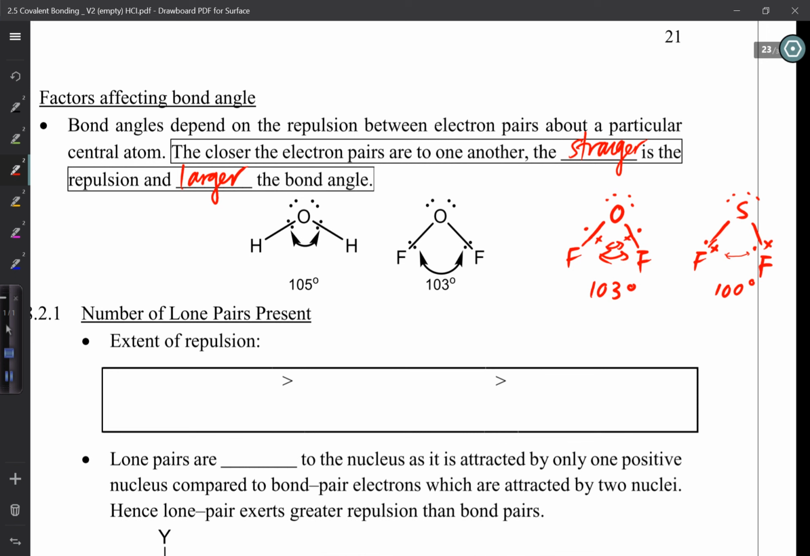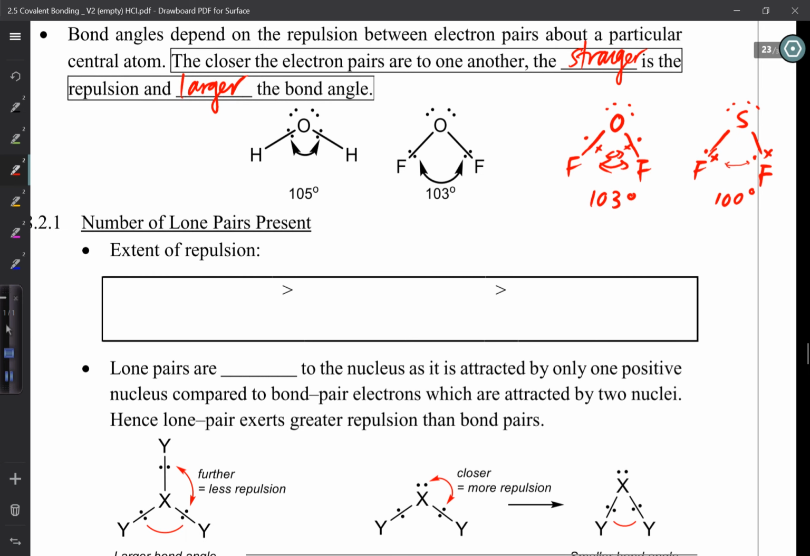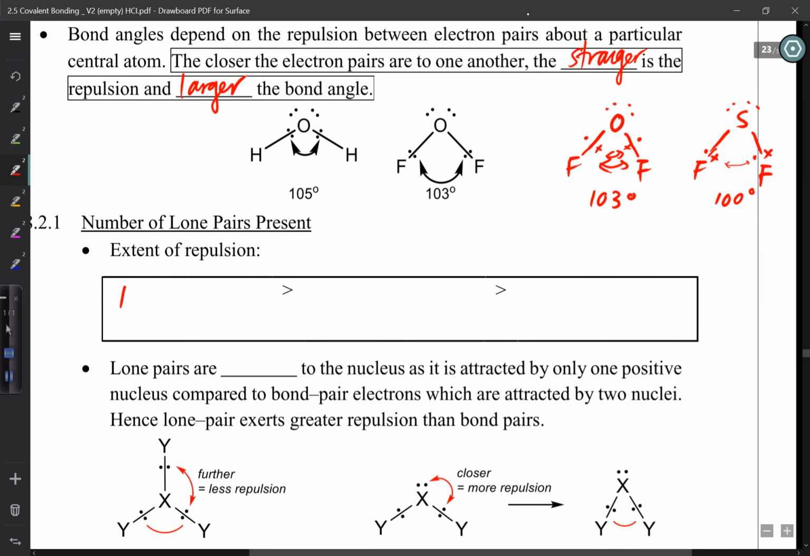Next part. This is the first factor that affects bond angle. The next part is the number of lone pairs present. So actually the extent of repulsion will be: lone pair-lone pair repulsion is greater than lone pair-bond pair repulsion, which is greater than bond pair-bond pair repulsion.